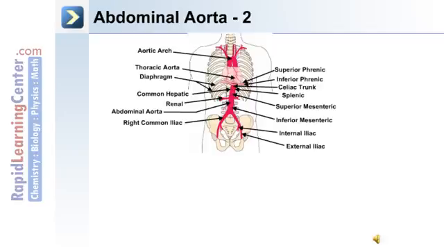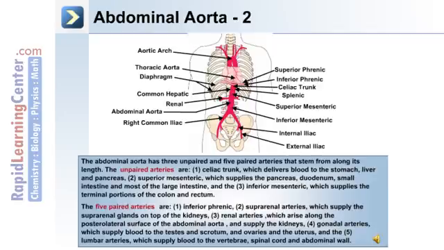The arteries that branch from the abdominal aorta are divided into 3 unpaired and 5 paired arteries. The unpaired arteries are the celiac trunk and the superior and inferior mesenteric arteries. The celiac trunk delivers blood to the stomach, liver, and pancreas. The superior mesenteric artery supplies the pancreas, duodenum, small intestine, and most of the large intestine. The inferior mesenteric supplies the terminal portions of the colon and the rectum.